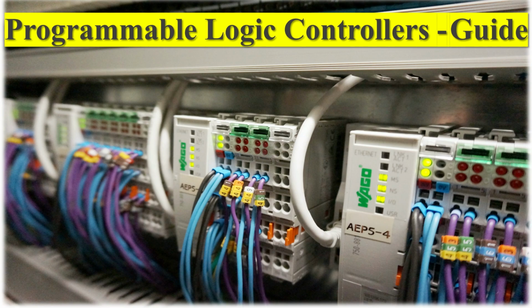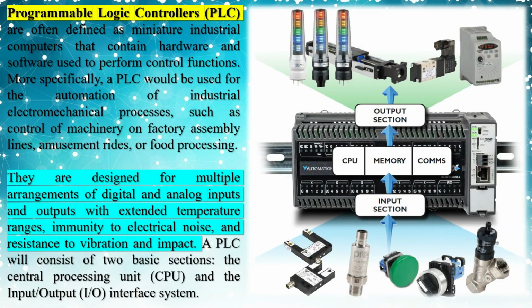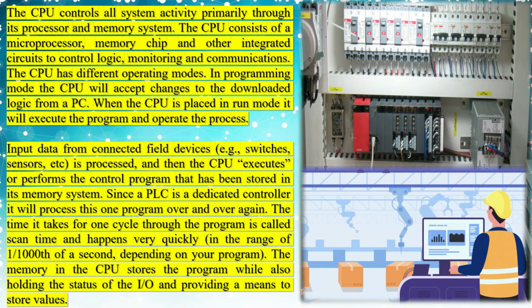A programmable logic controller, PLC, is a special type of computer that is used to control industrial processes, such as assembly lines, machines, or robots. PLCs are designed to be reliable, flexible, and easy to program and modify. PLCs can perform various functions, such as timing, counting, calculating, comparing, and processing analog signals.